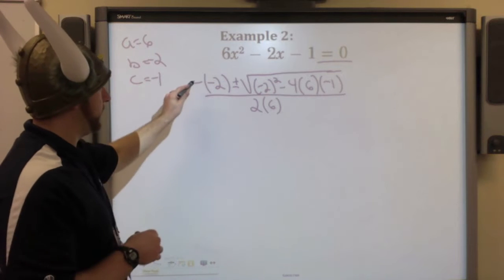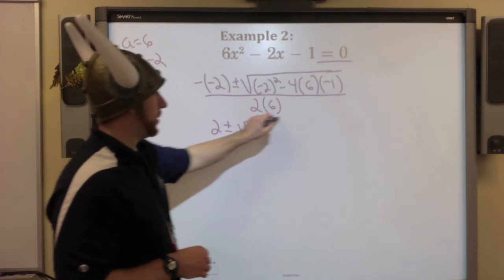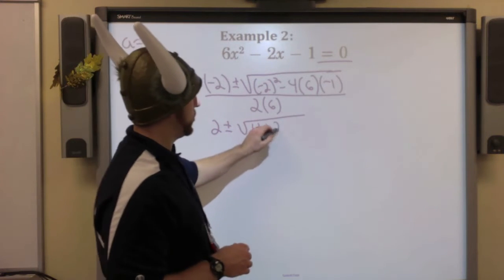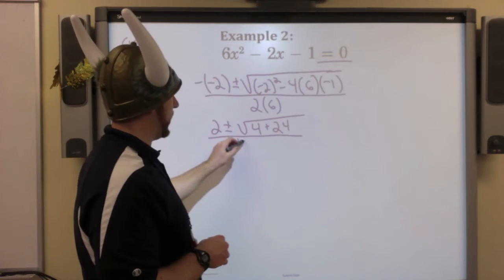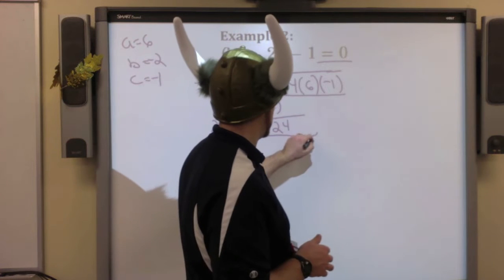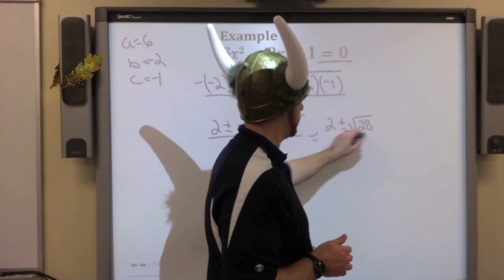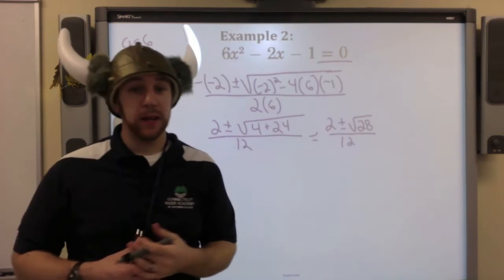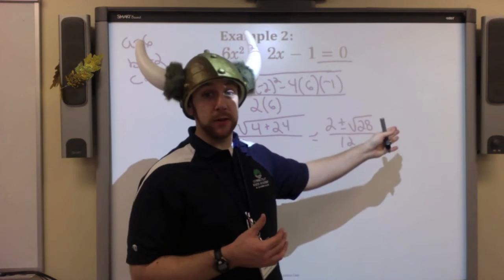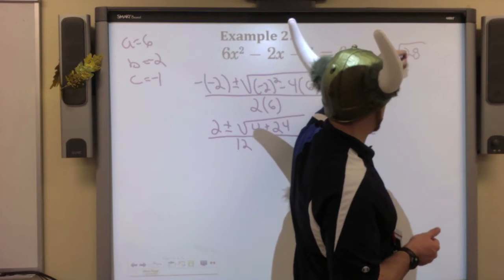Plug those in. Simplify. This becomes 2 plus or minus the square root of 4 plus 24, all over 12. Now I do the 4 plus 24: 2 plus or minus the square root of 28 over 12. In the previous examples, we broke down the square root of 28. We're going to do that again.